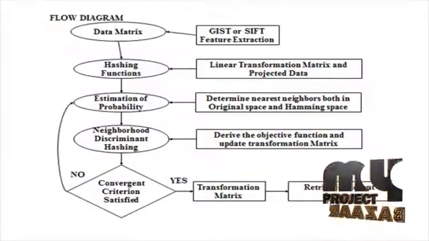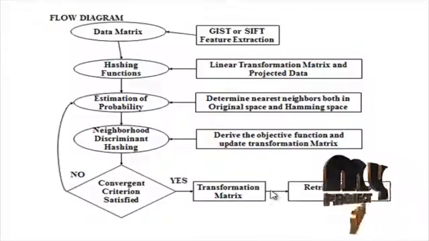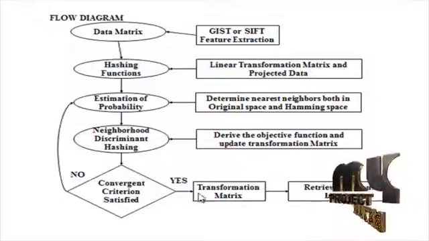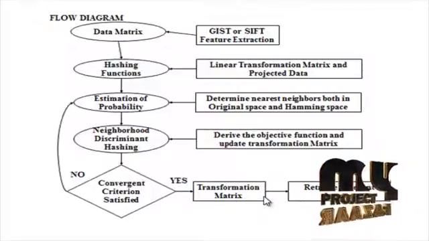Optimization by gradient descent: to optimize the objective function, we propose an iterative optimization strategy and turn the orthogonal constraint into a penalty term added to the objective function.